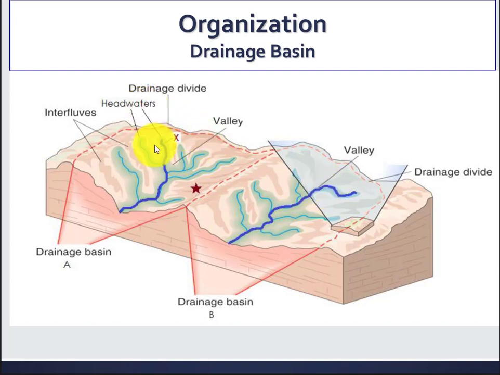Hopefully you said X. Now, why did you say X? Maybe you said, well, water flows down slope. You would be right. Water can't go up and over the drainage divide. So it has to flow down into the actual river that occupies this valley. Why do you think it's important for people to understand how river valleys are organized?